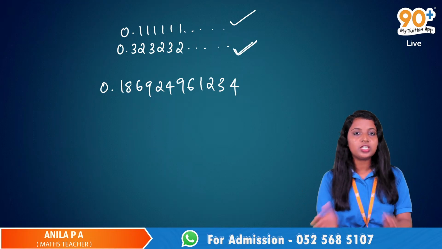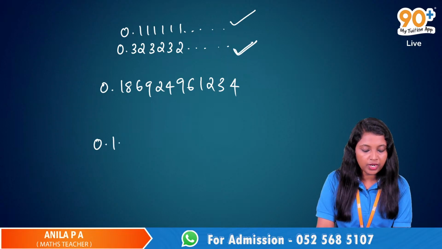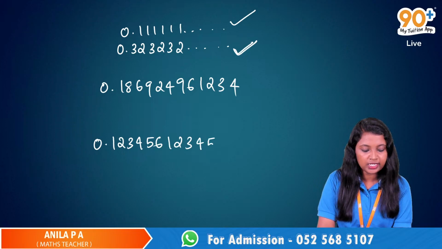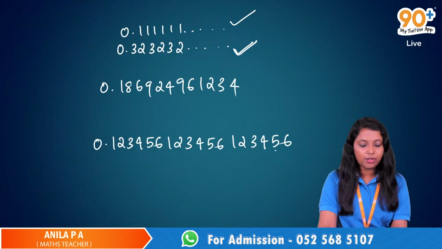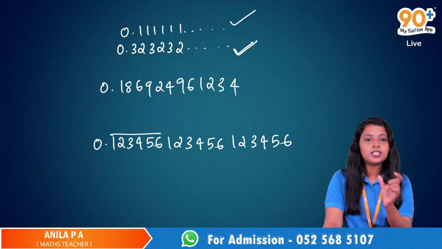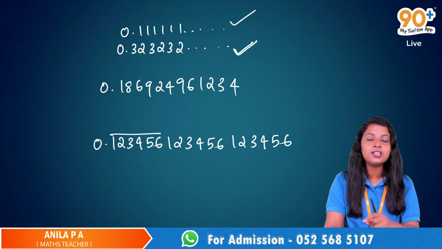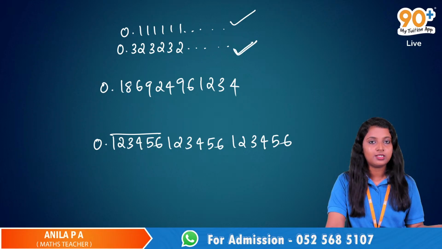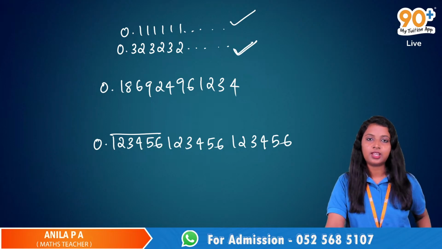This block of repeating numbers can be 0.12345 and again 12345, 12345. So a pattern is there. After this, 12345 is repeating. So if a block of numbers or a set of numbers is repeating after the decimal point, we call it a recurring decimal. If it is not repeating, we call it non-recurring.